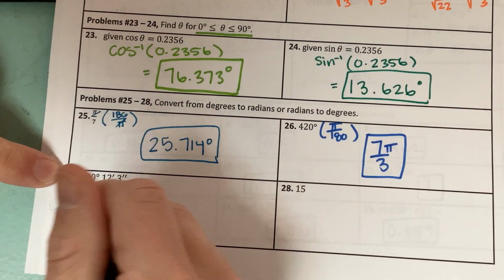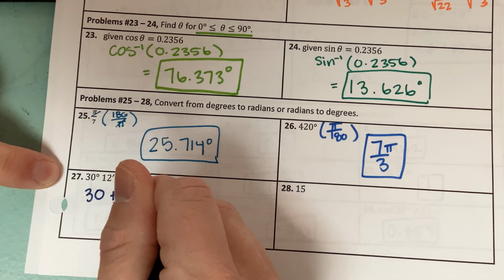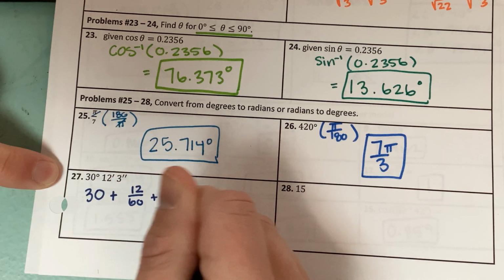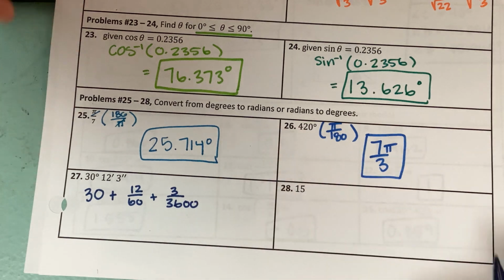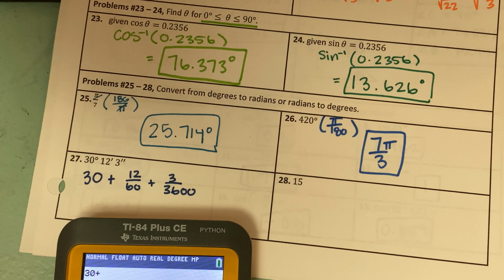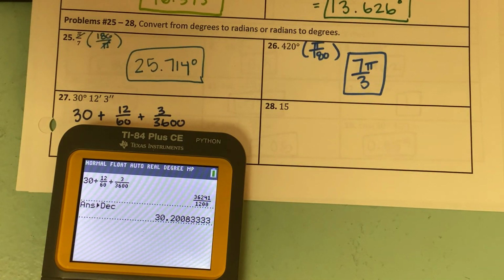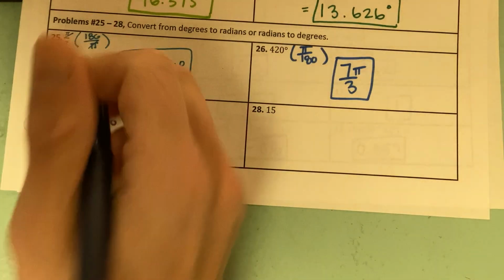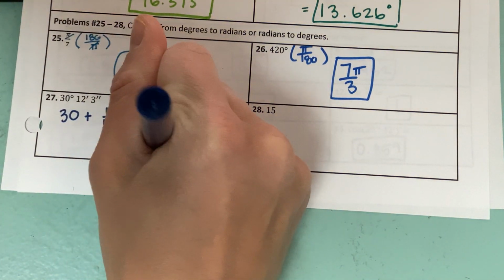All right, degrees, minutes, and seconds. This is going to be 30 plus 12 over 60 plus 3 over 3,600, which is 60 times 60. You can just type all of this in your calculator, or you could do it in pieces. We want to turn that into a decimal, which is going to be 30.201 degrees. Don't forget your degree symbol.